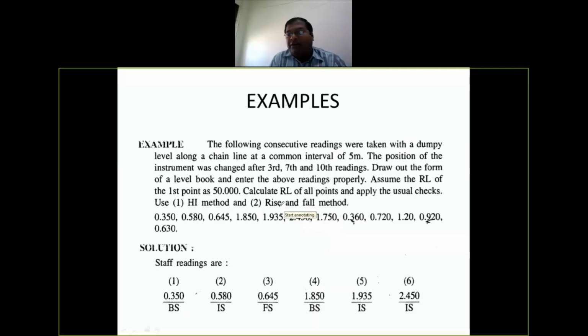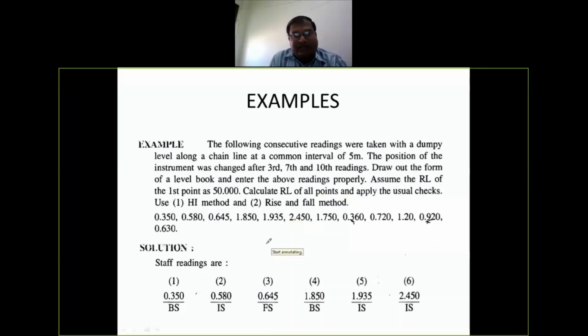So here, first of all, you have to prepare the level book. Readings are given to you. In the previous example we have already seen the height of instrument method, where the tabular form was already provided and only the calculation was to be done. But here you have to enter the readings also in that particular table, which is very important. So how to enter the readings?